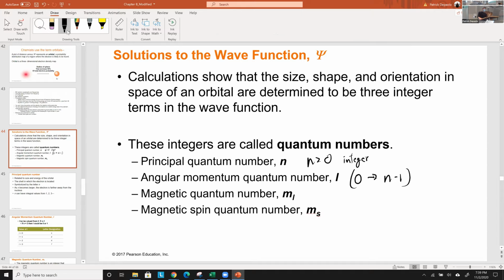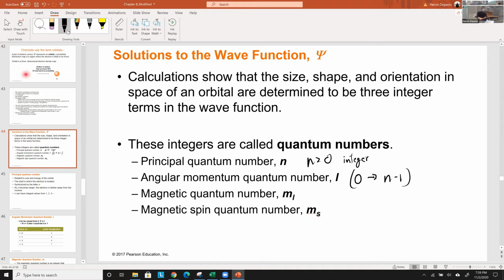And once we tie all this, what we're going to learn today, into the periodic table, which we'll do at the end of class, you'll all be like, oh, I get it now. And this is the main concept of the class, or of these 2 chapters. So L has those rules that it can be from 0 to n minus 1.